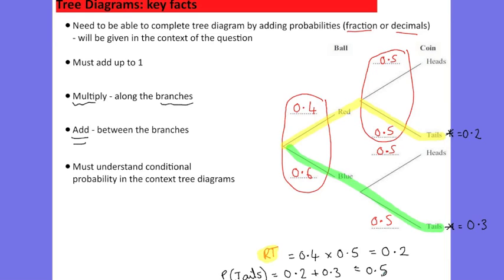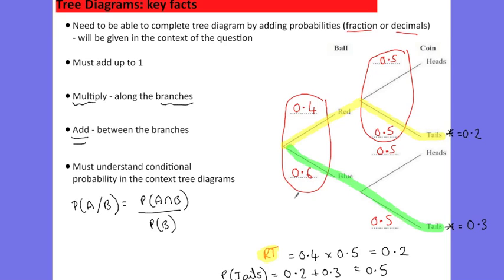Now you must also be able to understand conditional probability in the context of tree diagrams. Conditional probability is a probability of some event happening given the occurrence of some other event. And there's actually a formula that you can learn to help you. The probability of A, look at the notation, given B is equal to the probability of A and B, both events happening, divided by the probability of B.